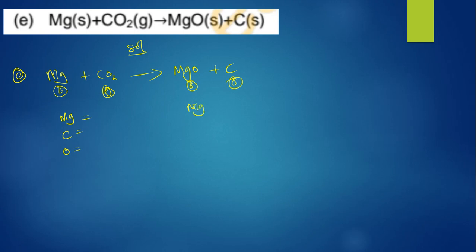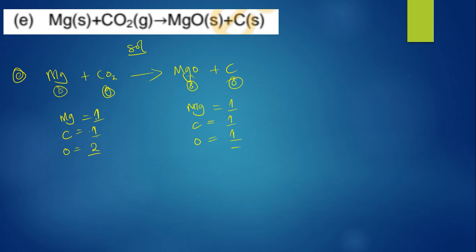So magnesium this side, carbon this side, and oxygen. So we need to compare on the reactants and on the products. So on the reactants, the magnesium atom is 1, carbon is 1, oxygen this side will be 2, then magnesium this side it's 1, carbon it's 1, and then oxygen this side 1. So have you seen, in terms of magnesium and carbon on your left hand side, it's the same with magnesium and carbon on the right hand side. So magnesium is balanced, and carbon is balanced, but in terms of oxygen it's not balanced.